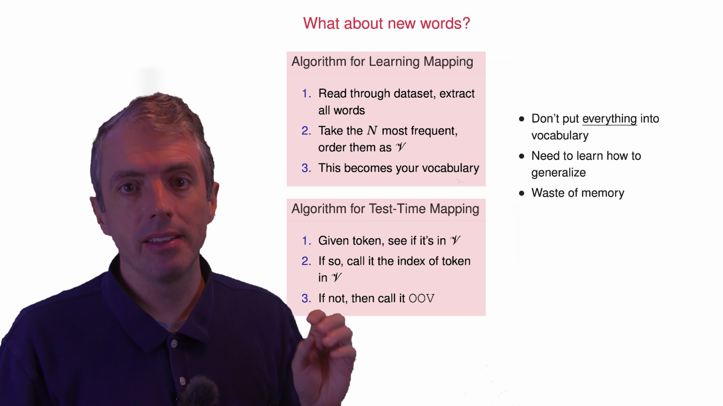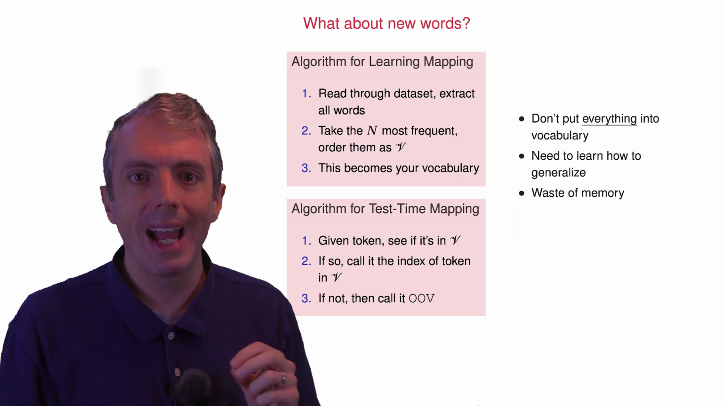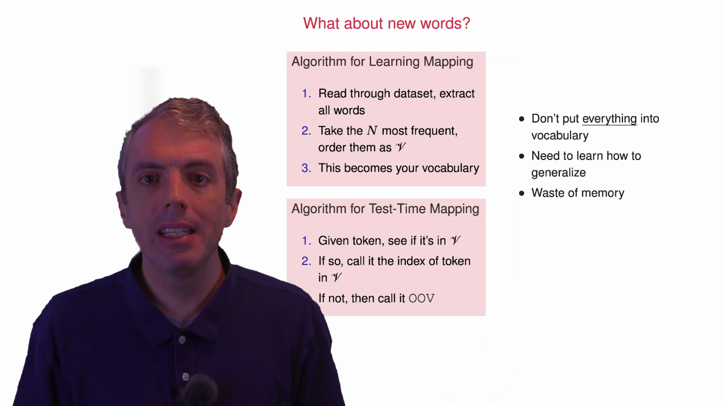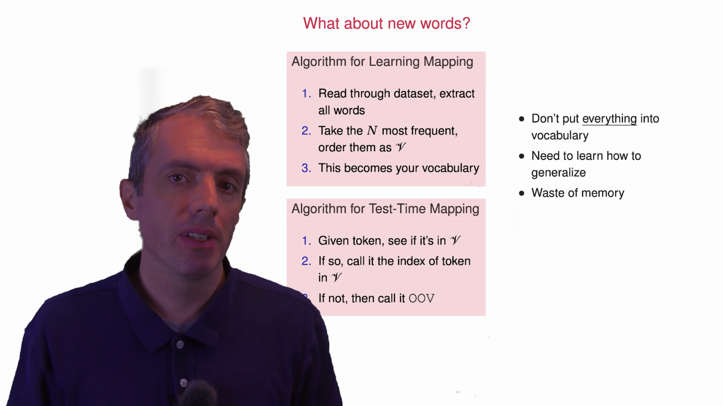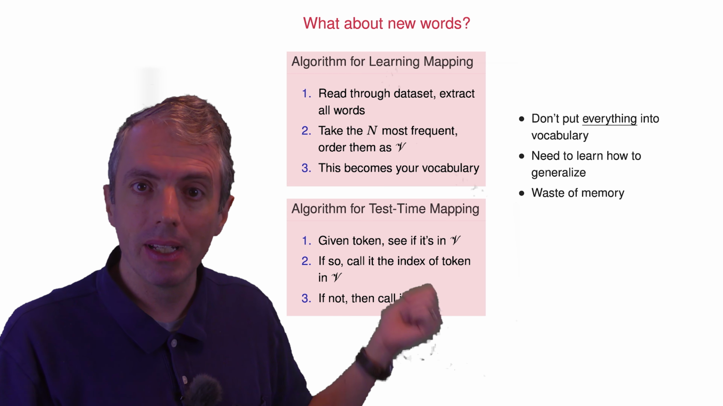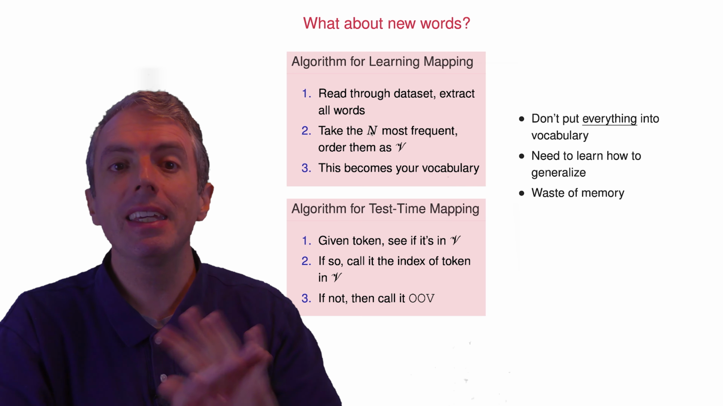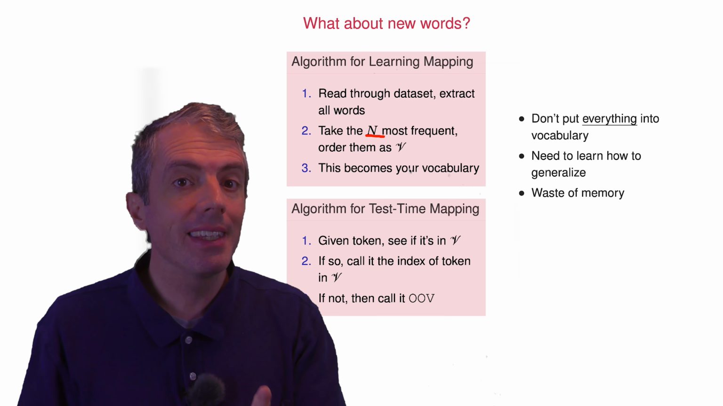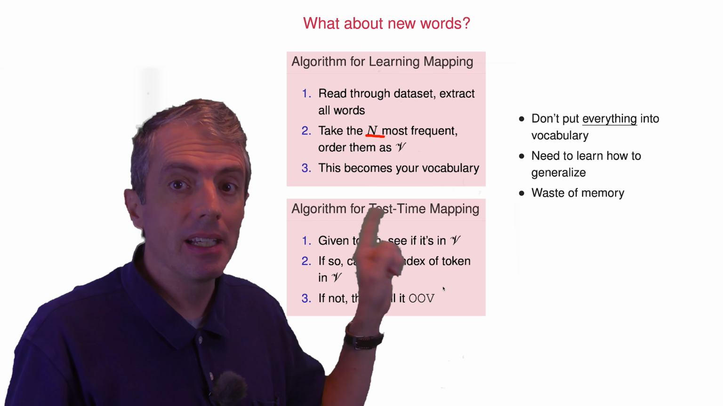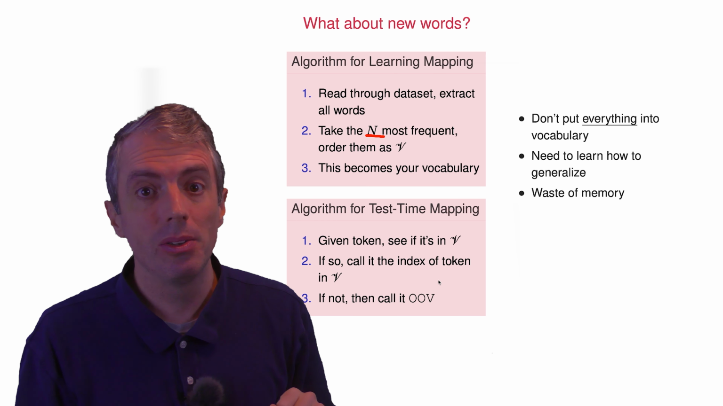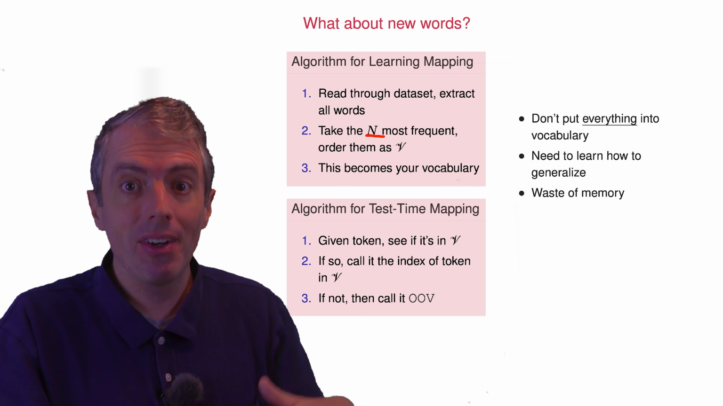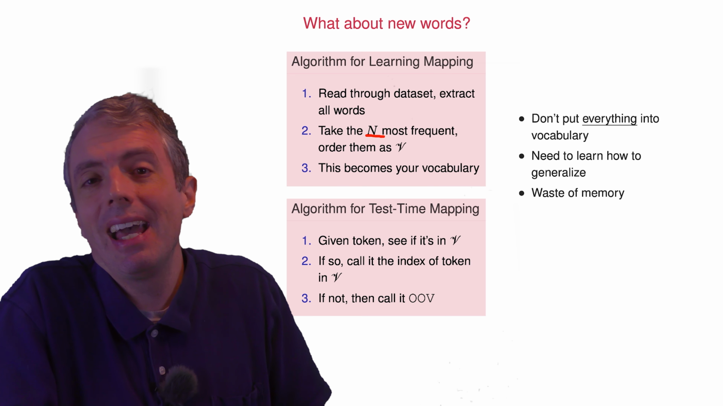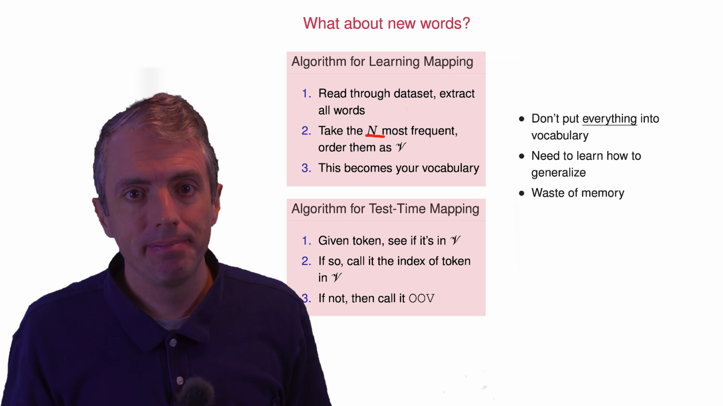This special token is often called OOV, or out of vocabulary. So you need to run through your dataset, count all the tokens you see, and then take the n most frequent as your vocabulary. Call everything else OOV. You don't want to put everything into your vocabulary though, because your downstream models need to know how to generalize. They need to know how to handle an OOV, and otherwise you'd also run into memory problems.